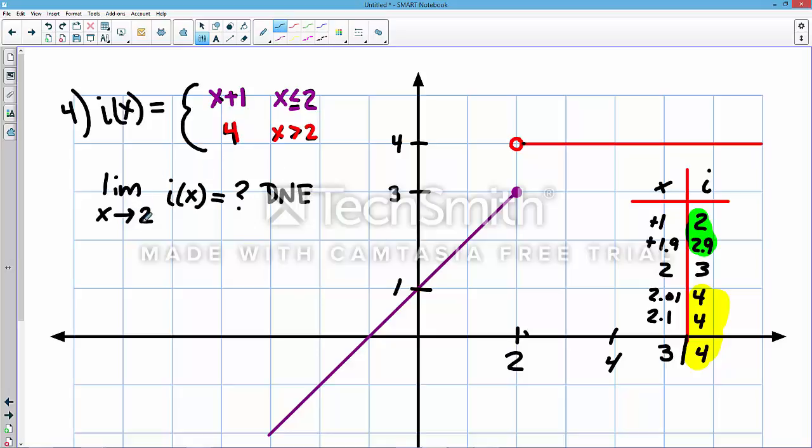Now, what happened is we actually looked at it from the left side and from the right side, and we got two different limits. So we actually have notation for what we call left-hand limits and right-hand limits. Okay, so let's do a left-hand limit.